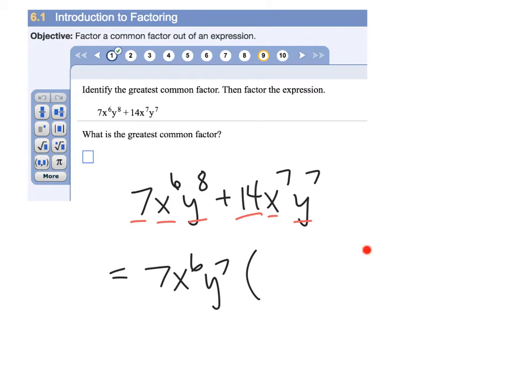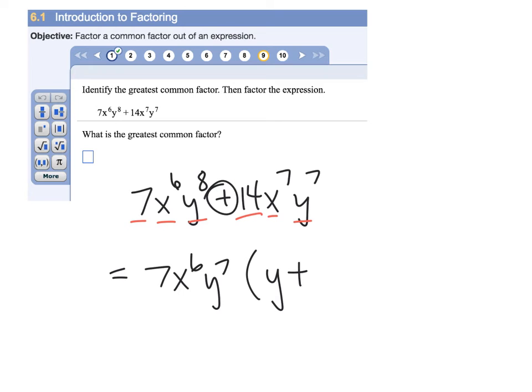So now let's factor. So when I take out a 7, I take out an x to the 6th, and I take out y to the 7th from this first term, I am left with just a y. 7 divided by 7, x to the 6th divided by x to the 6th, so all that cancels out. And then 7 of these y's cancel with 8 of these y's, so that leaves me with just y, or y to the first power. And then plus, because it said plus.